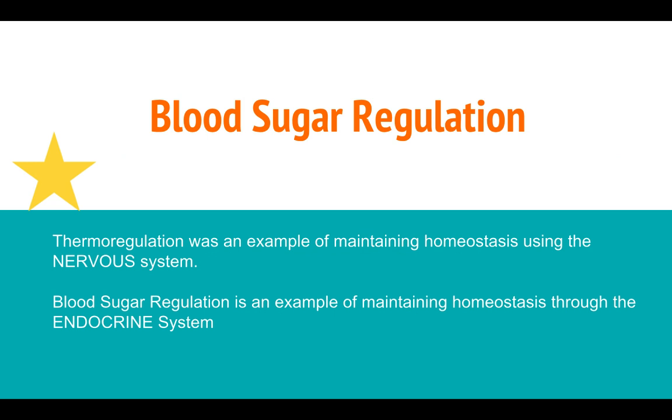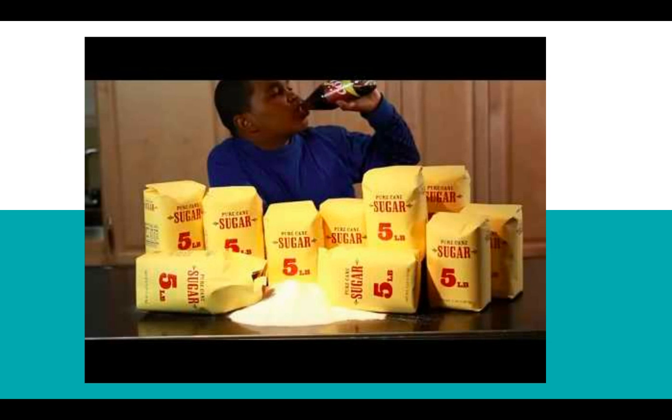Moving right along. All right, so thermoregulation has to do with your nervous system. Your brain actually detects the temperature of your blood, and it tells the hairs on your arms what to do. It tells you to shiver. That's all nervous system, okay? But an example of endocrine signaling is blood sugar regulation, okay?